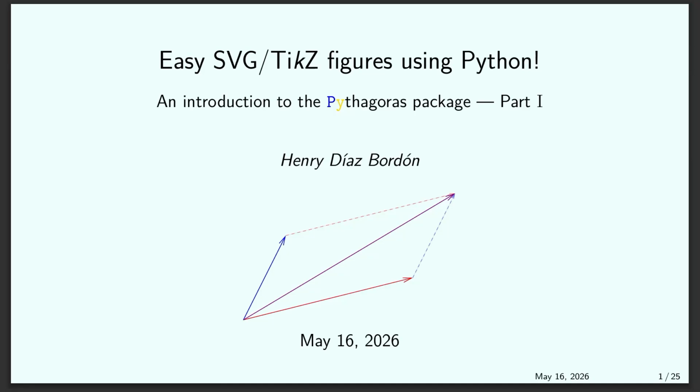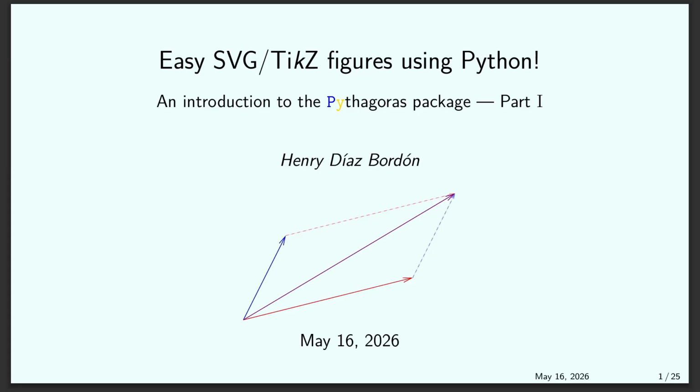Hello everyone. So this video is going to be about the project I've been working on for about a month now. It's called Pythagoras, as you can see on the screen, and it's a library made in Python to generate SVG and TikZ figures programmatically, instead of writing the SVG and TikZ code by yourself.